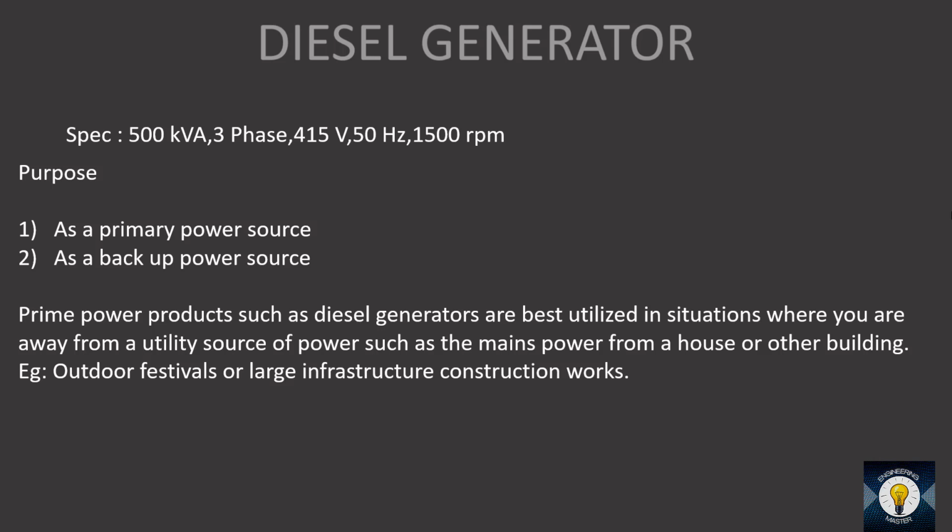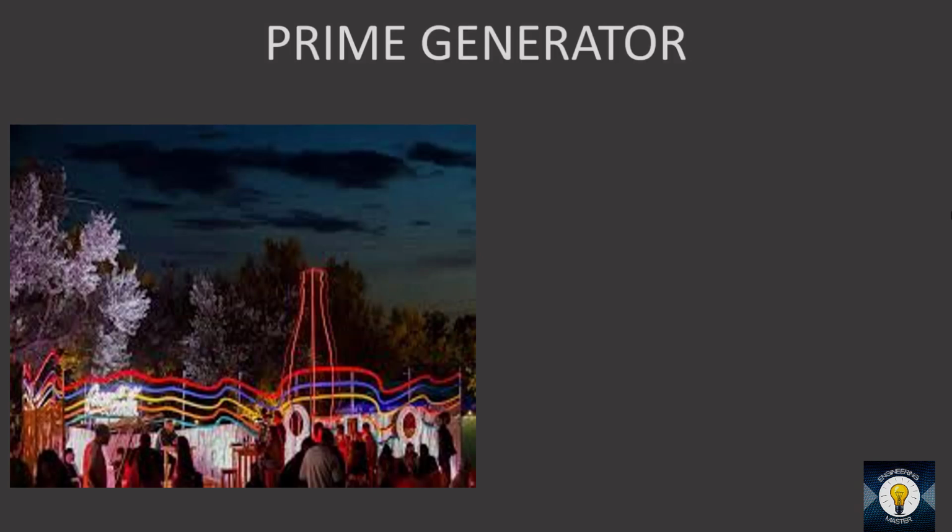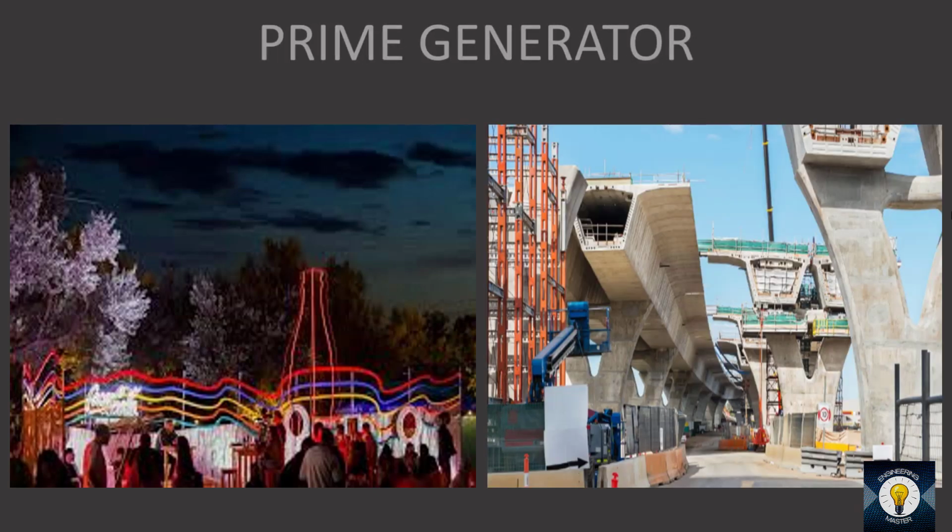What is prime generator? These prime generators are used as a primary power source for your purpose. For example, it is utilized in a situation where the primary power source or building power source is not available. You have to depend on generator for power source. Example, outdoor festivals or large infrastructure construction works. In these scenarios, the utility power or the supply from the power supply provider will not be available nearby. So we have to use generator as a prime power source.